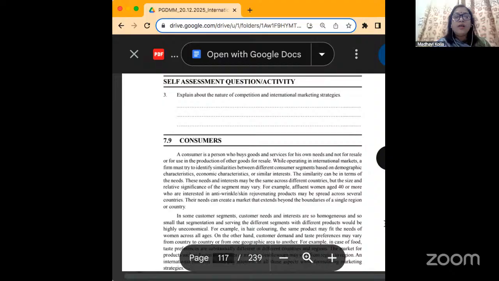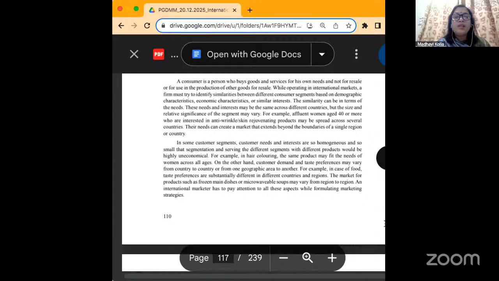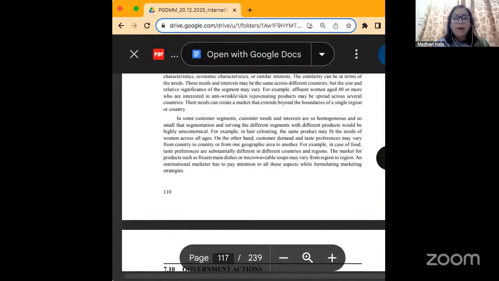In terms of consumers, we also need to understand the last leg of it, which is perhaps the most critical component of this entire international marketing, because when it starts with producers, it also ends with consumers. A consumer is a person who buys goods and services for his own needs and not for resale or for use in the production of other goods for resale. The definition of a consumer remains the same whether we are talking in terms of a local market or an international market.